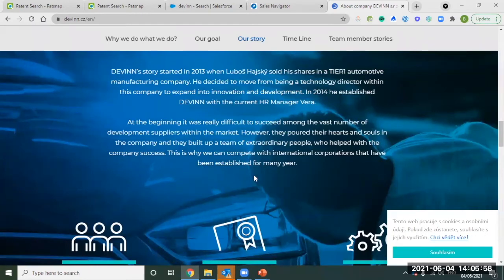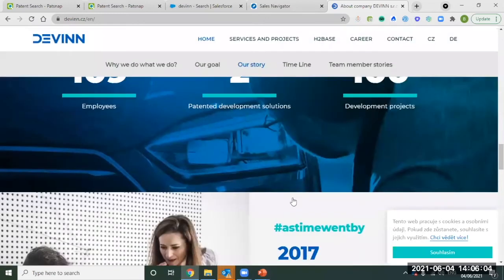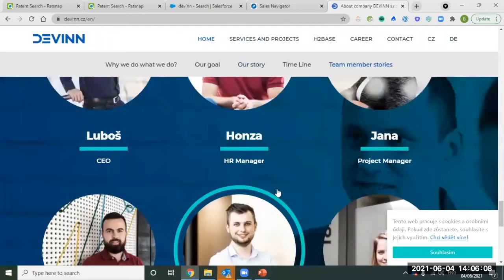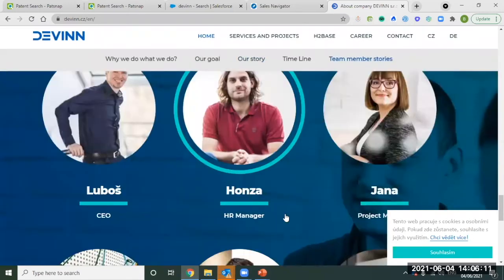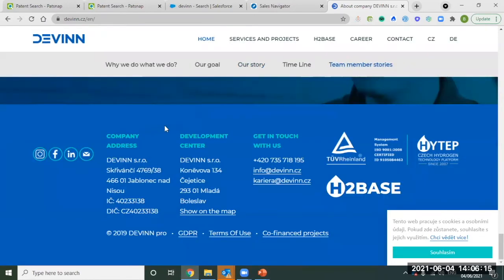109 employees, 2 patented development solutions, 100 development projects ongoing, or been done, or something, it's not clear there. So yeah, we see development engineers, development specialists, project managers, brilliant. So this looks like a fairly innovative company that we should definitely reach out to. Perfect.